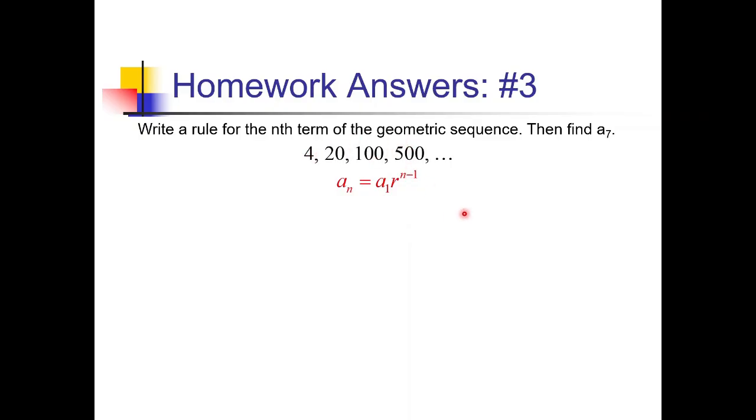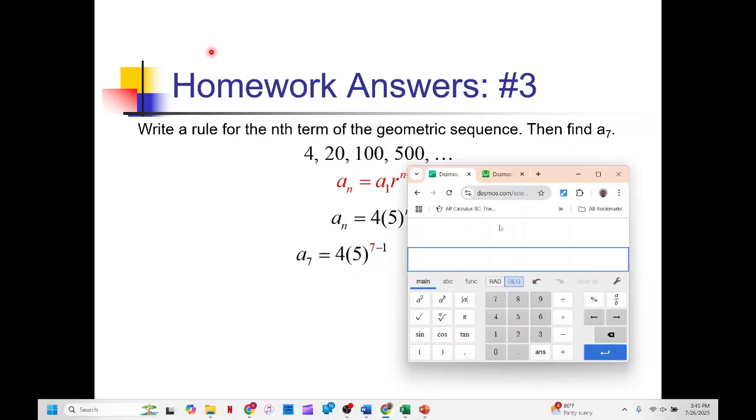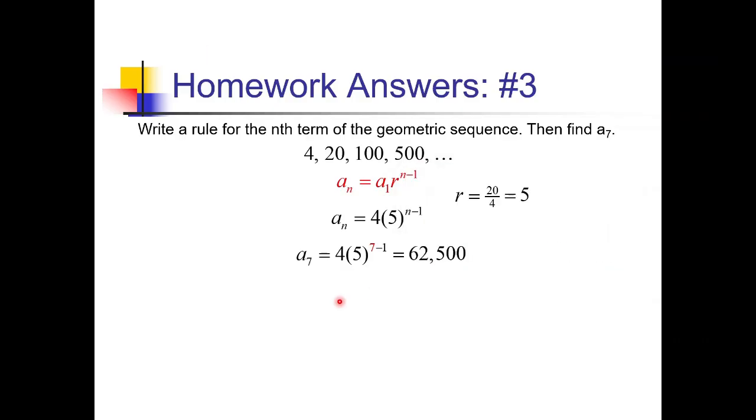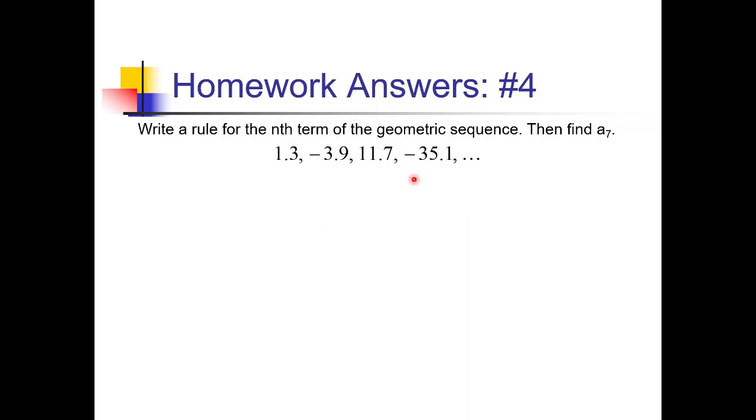If we do 20 over 4, for example, that's going to give us 5. And same thing for all these other combinations. So writing this all out, we have a sub n equals 4 times the r value 5 to the n minus 1. And now to find a7, we have to plug 7 in for n. And for that, we're probably going to want the calculator. So let's do 4 times 5 to the exponent, parentheses, 7 minus 1. And that's going to come out to 62,500.